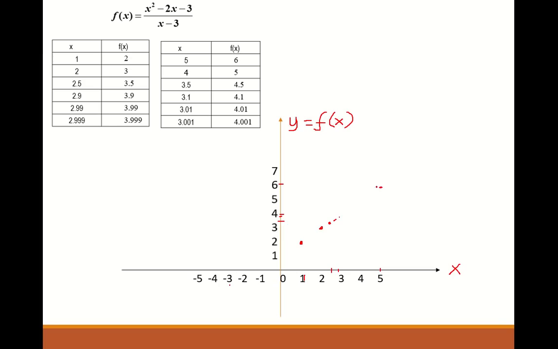And when x equal to 4, we have f of x equal to 5. So draw a horizontal line and a vertical line. The intersection will be the point. And so on and so forth. For example, when x equal to 3.5, we have f of x equal to 4.5, somewhere here.